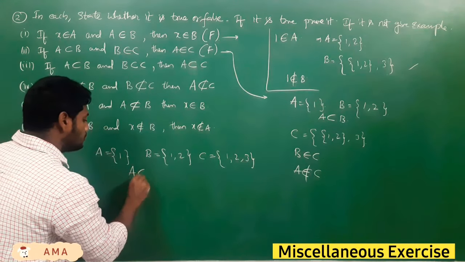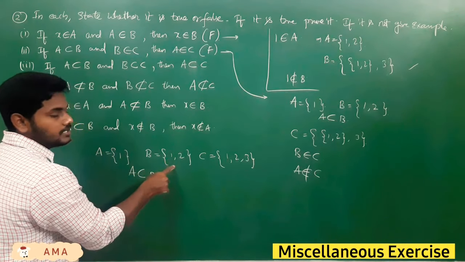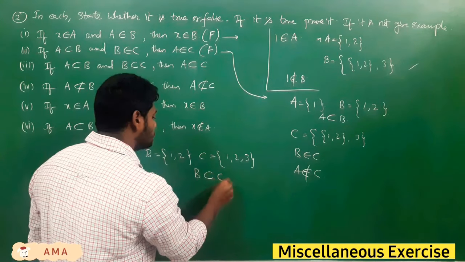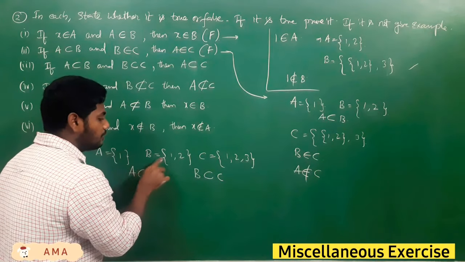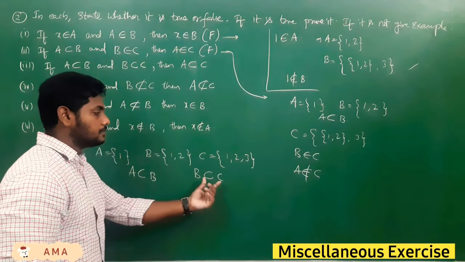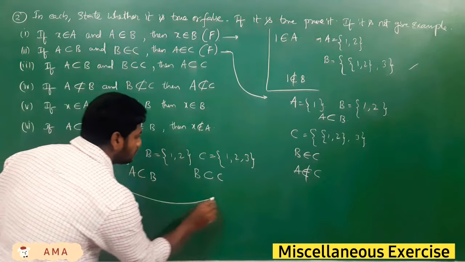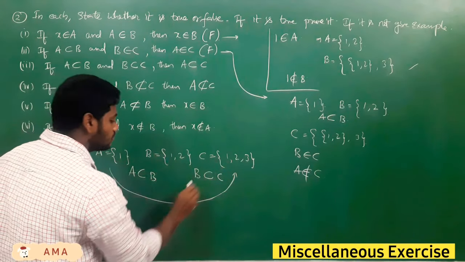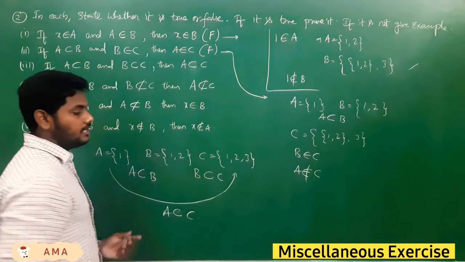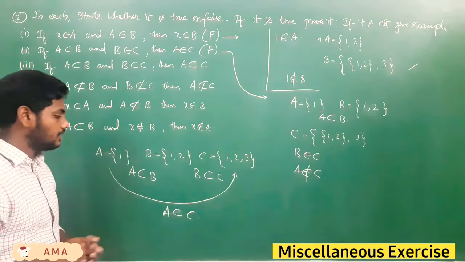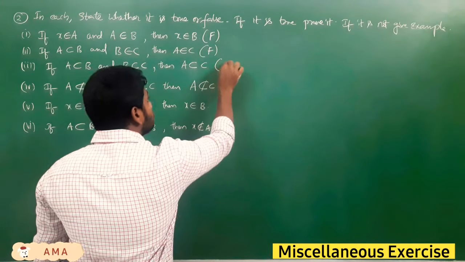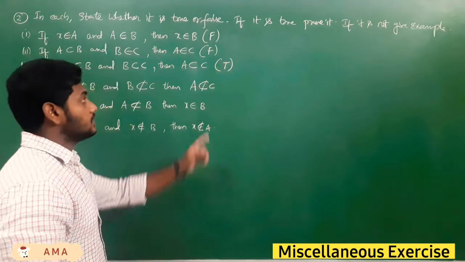Here, is A a subset of B or not? 1 is present here or not? A is a subset of B. Is B a subset of C or not? B is a subset of C. Subset means what? Every element in B, 1 and 2, is also present in C. A is a subset of B, B is a subset of C. Then is A a subset of C or not? 1 is also present here or not? Therefore, A is also a subset of C. Right? Pause the video and note it down. That means the third one is true.